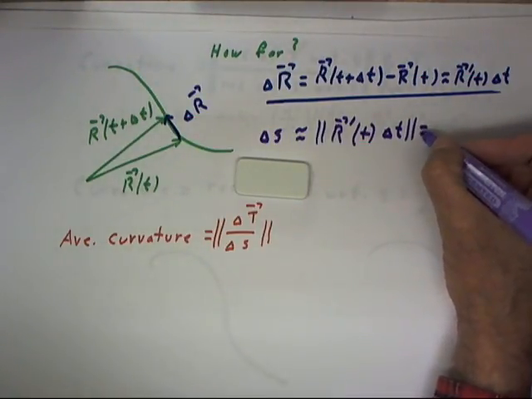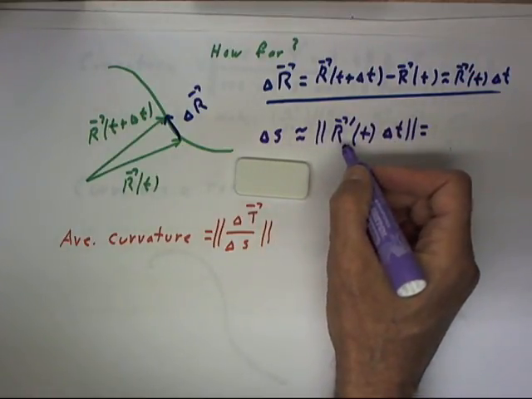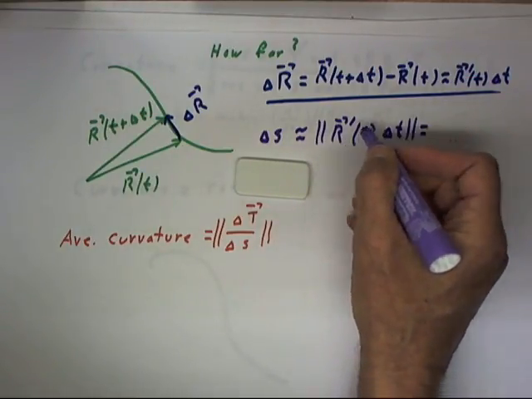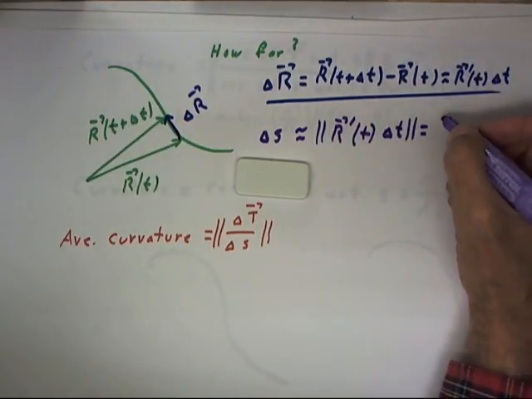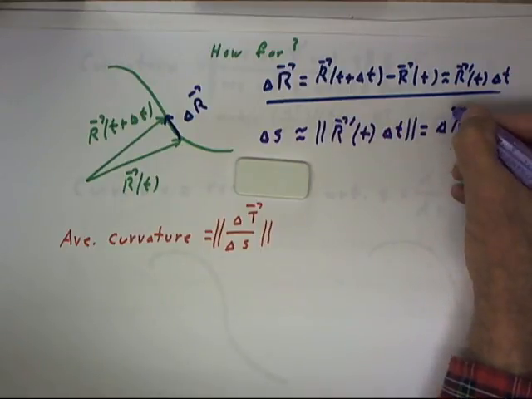And this is equal to what? Well, actually, we're just going to leave it at this for the moment. I'm kind of working backwards. I was going to say that that's equal to our delta r.